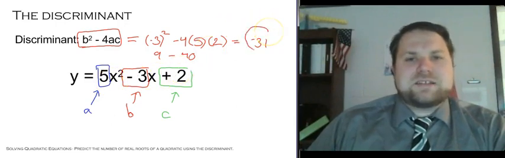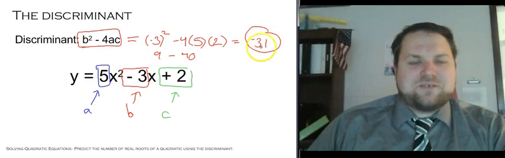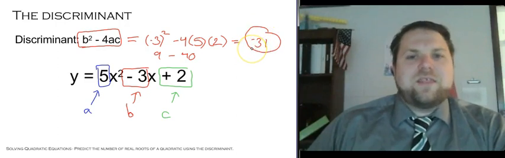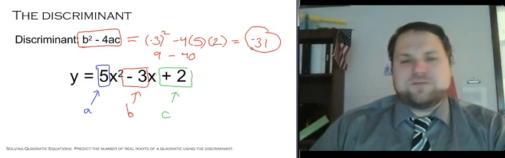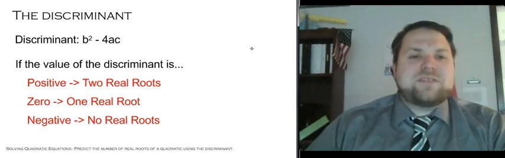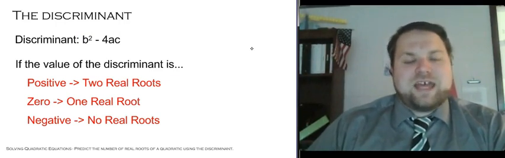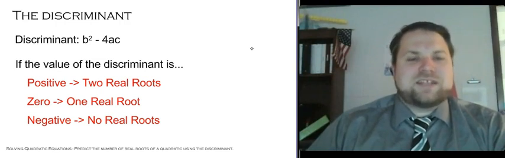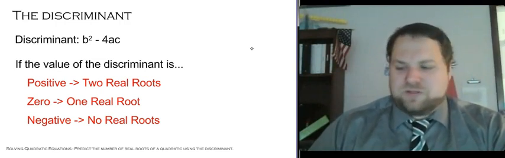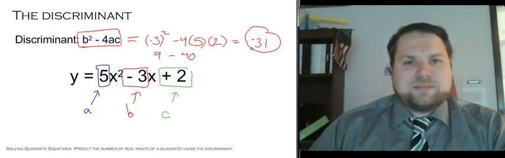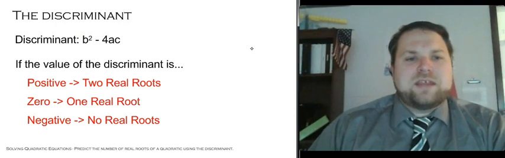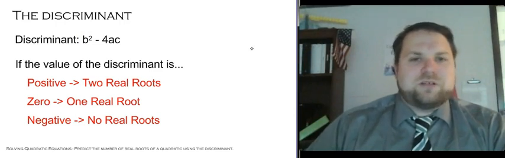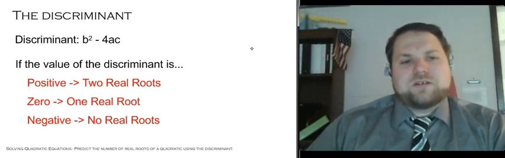And that number that I get, which is called the discriminant, is going to tell me how many roots I have. If the discriminant is positive, I have two real roots. If it's 0, I have one real root, and if it's negative, I have no real roots. So I can see in this last example, my discriminant came out to be negative. It's negative 31, and so that means there are no real roots to that particular equation.